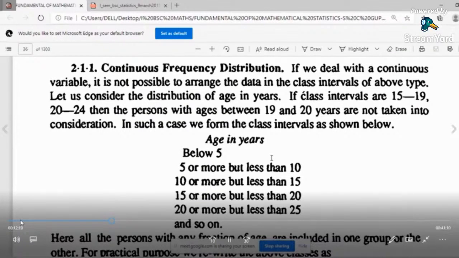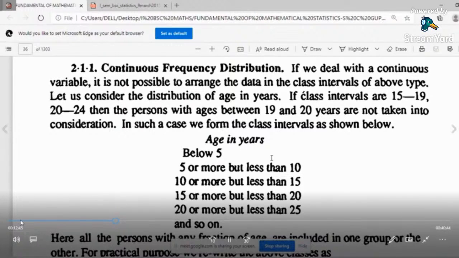Let us divide the entire age into different classes. That is, 15 to 19 is one class, 20 to 24 is another class. The persons with ages between 19 and 20 years are not taken into consideration. In such cases, we form the class intervals as shown below.